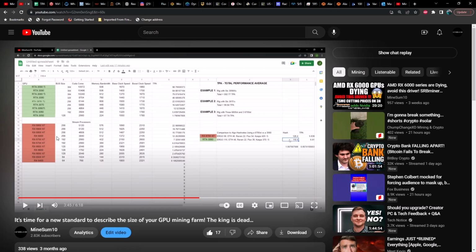One of the main reasons that I'm doing this right now is because a couple of days ago, I was watching a video from Chump Change XD, and I could see the frustration, and he even mentioned it. He was like, I don't know how to say how big my farm is anymore. ETH is gone, and we've had so many different coins be the most profitable since the merge that we don't have a de facto.